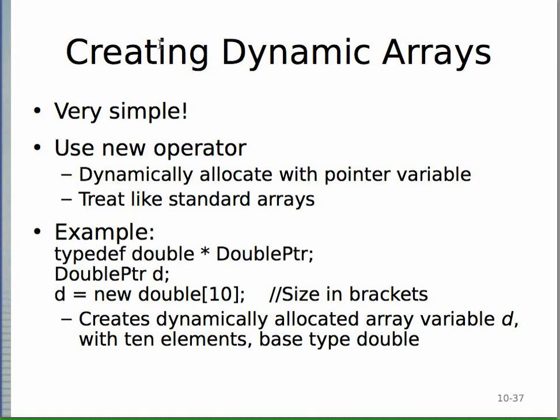How do you create a dynamic array? Very simple, just use new. So here's a simple example. You see double *d, and then d is equal to new double[10]. So you're allocating memory for 10 doubles. Remember, a double is 8 bytes, so this is 80 bytes of memory allocated from the heap.